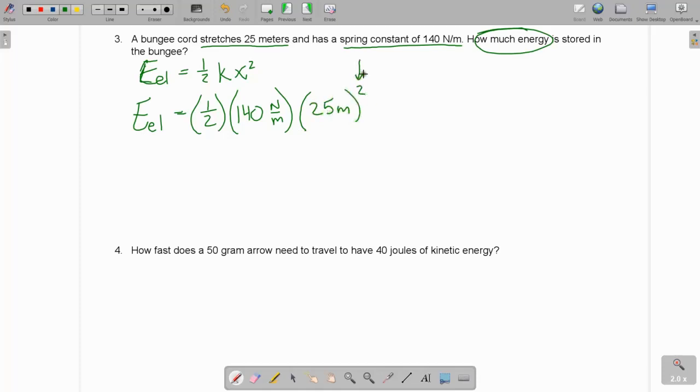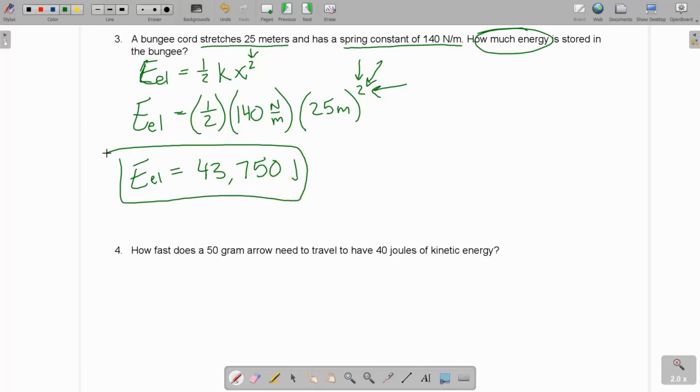Please do not forget to square, because that is the number one mistake on these problems. This is not hard, right? Like it's a 2 variable equation. You're plugging in 2 numbers. The most errors are made right here. Okay, you must square that 25. Okay, so 25 squared, then multiply it by 140, then cut it in half, and you are going to get an energy of 43,750 joules. Okay, 43,750 joules. Okay, so that's elastic energy in that bungee cord.